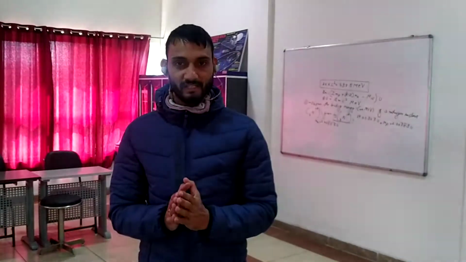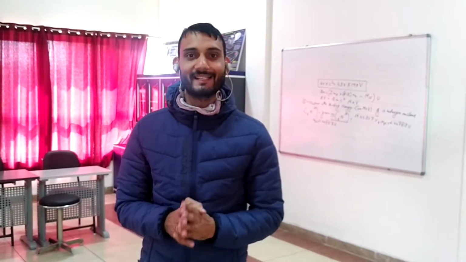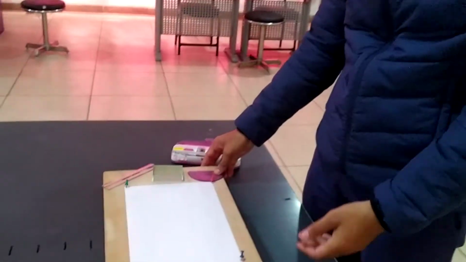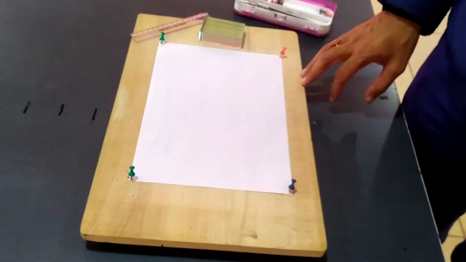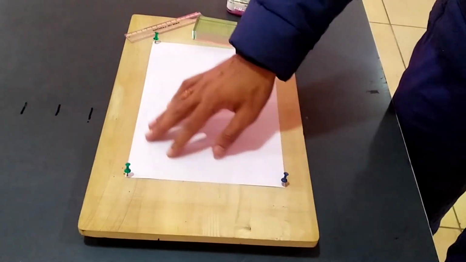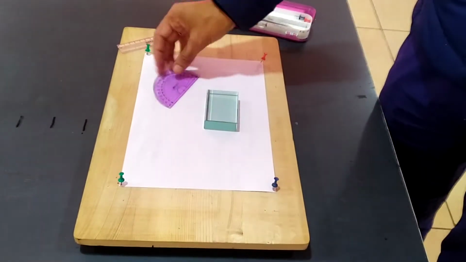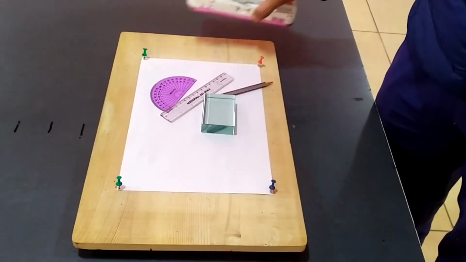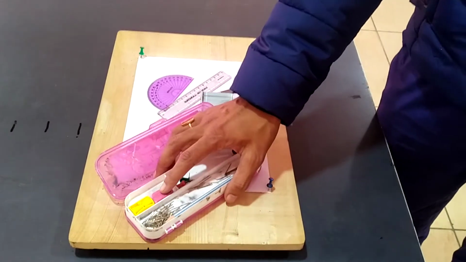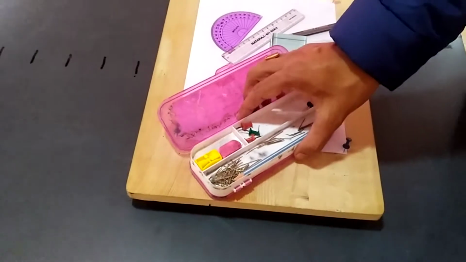Today we will do an experiment of glass slab where we will calculate the angle of emergence and lateral displacement for glass slab. So in order to do this practical, what all material do we require? We require a wooden board, thumb pins, a plain piece of paper, glass slab, your protector and scale, pencil, awl pins and eraser and sharpener. So this is the material required for this practical.